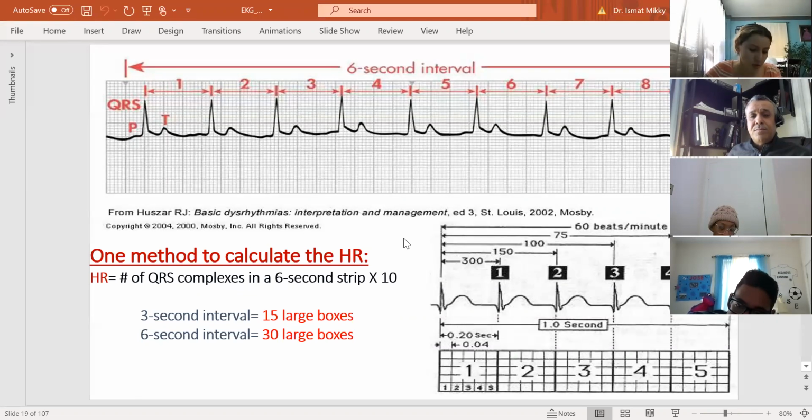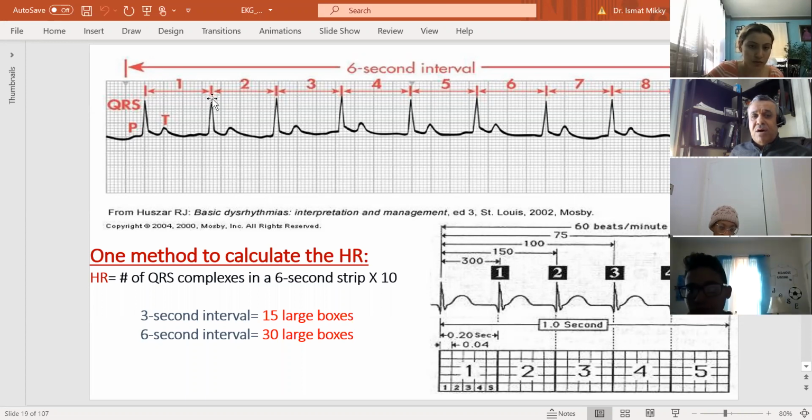Yes, Liz? So Dr. Mickey, we skip only the first QRS? We're counting R waves. This is the R wave. This is the peak tip here. It represents the R wave. So we count R wave to R wave.